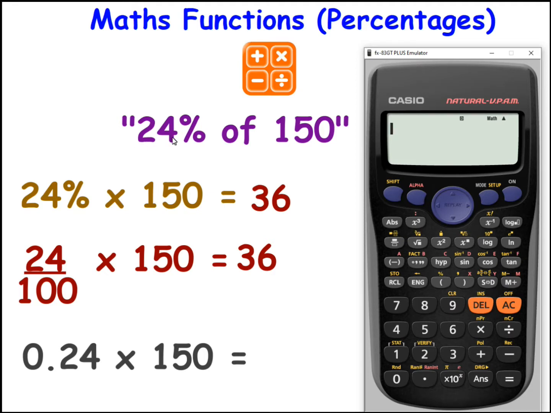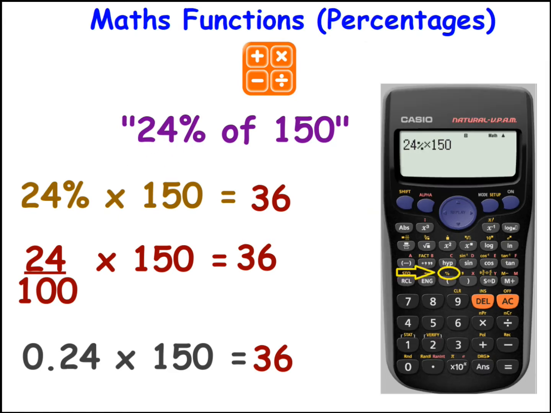And finally, some people look at 24% as a decimal. So to turn a percentage into a decimal, you divide it by 100. So divide by 10, divide by 100 gives us 0.24 as a decimal. So 0.24 is the same as 24%. So we can enter a decimal into our calculator, 0.24 times 150. And that gives us 36 again as our answer. So there are three ways to do percentages: as a percentage using the percentage button, as a fraction if you recognize this as a fraction, or as a decimal if you recognize this as a decimal.